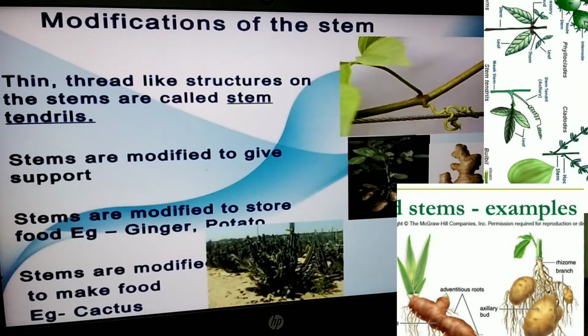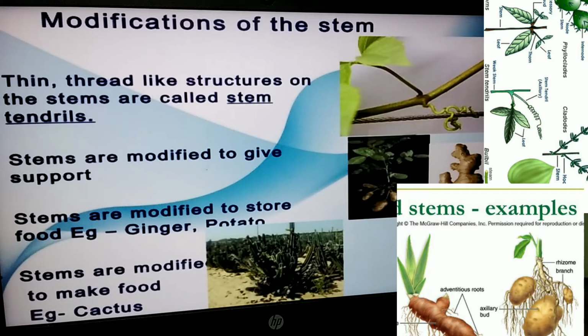Now, some plants climb on a support with the help of modified plant parts. Now, coming to the modifications of stems, stems perform some special functions. They look different from normal stems and are called modified stems. Weak stemmed plants like the passion flower plant have modified stems called stem tendrils, thin, spirally coiled and spring-like. The tendrils coil around the support.